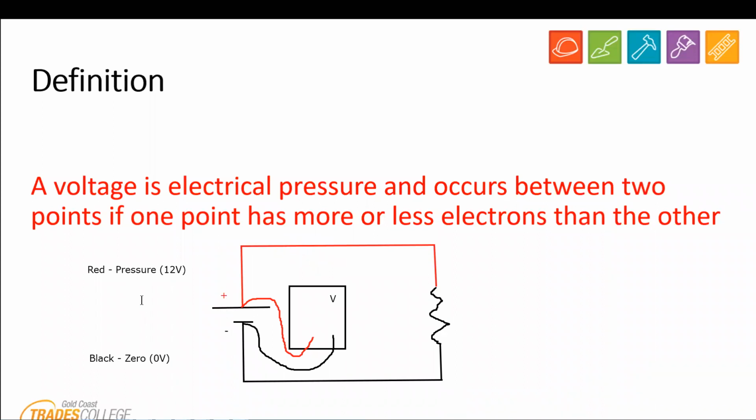We've talked about the pressure on the red compared to the black. So it's 12 to 0. The difference between 12 and 0, 12 minus 0, is 12. So that's what we would measure there.